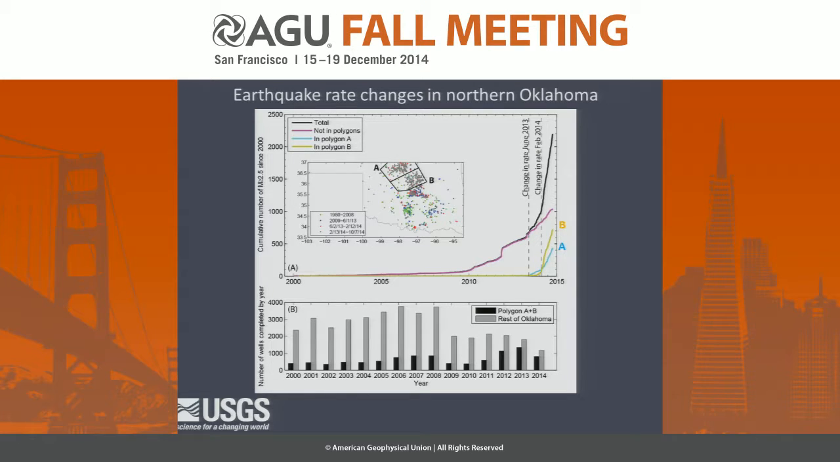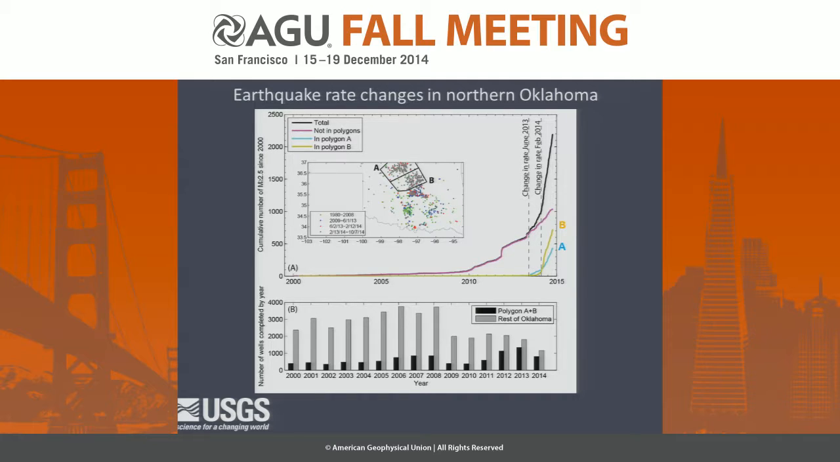Another way of looking at that is by taking a look at the cumulative number of earthquakes that have occurred in Oklahoma since the year 2000. If you just focus on the black line, this is showing the earthquakes over the entire state. Just by looking at that black line, you can see that besides the obvious change point that occurs in 2009, there's also a change in slope that occurs somewhere in mid-2013, and then another one that occurs at the early part of this year. And you might think, well, maybe the seismicity is just accelerating.